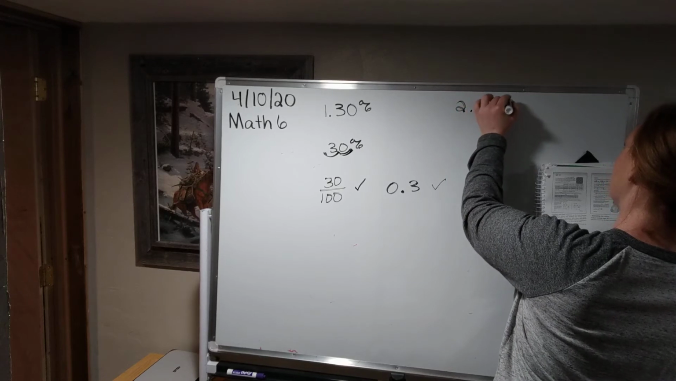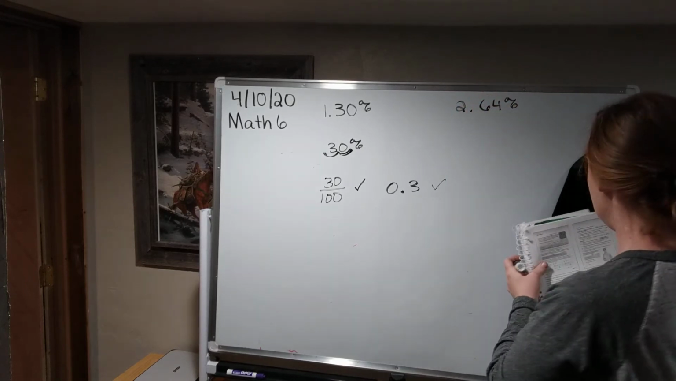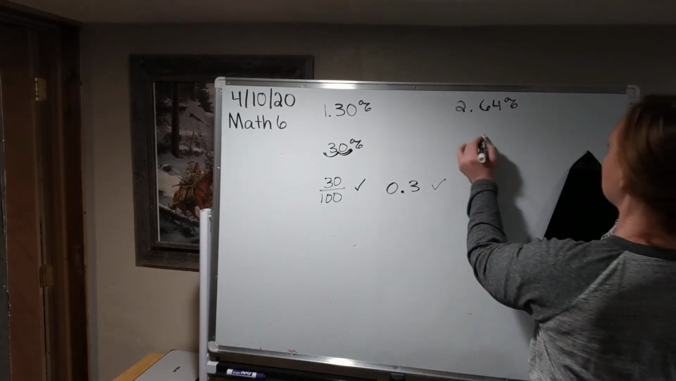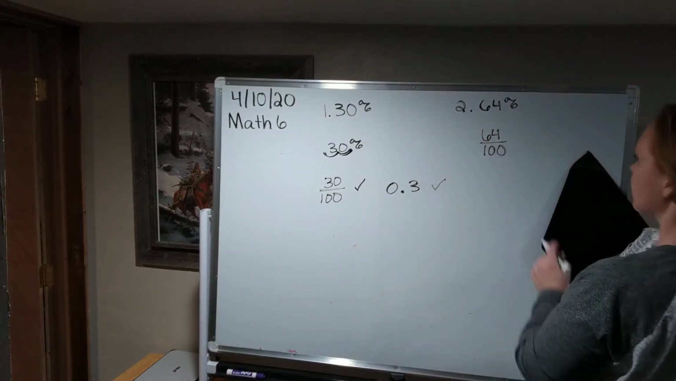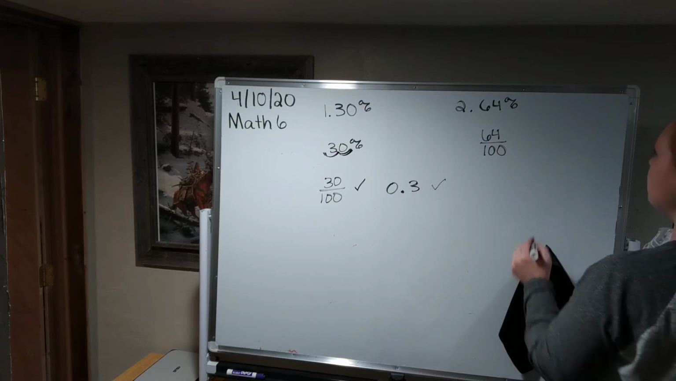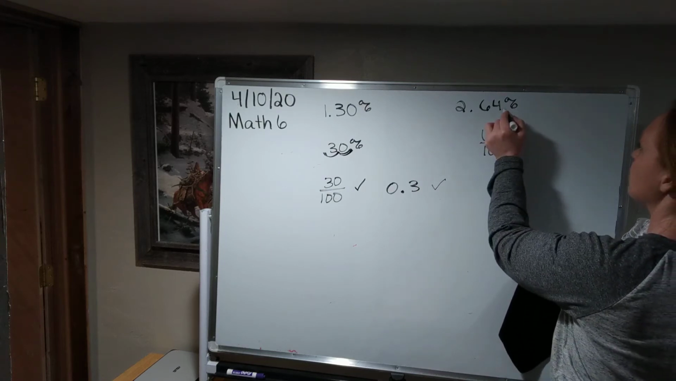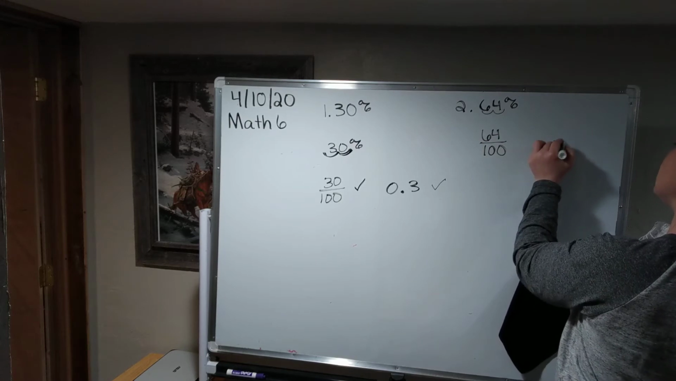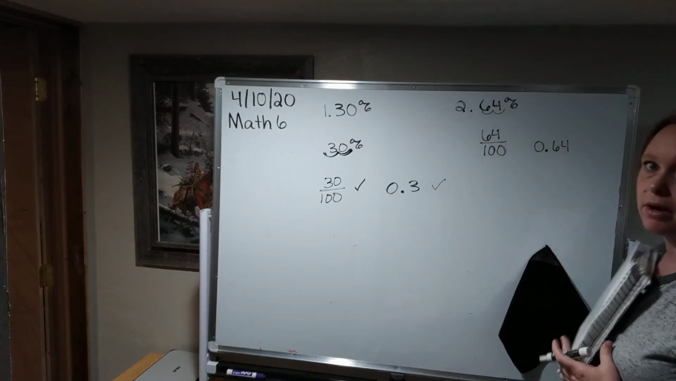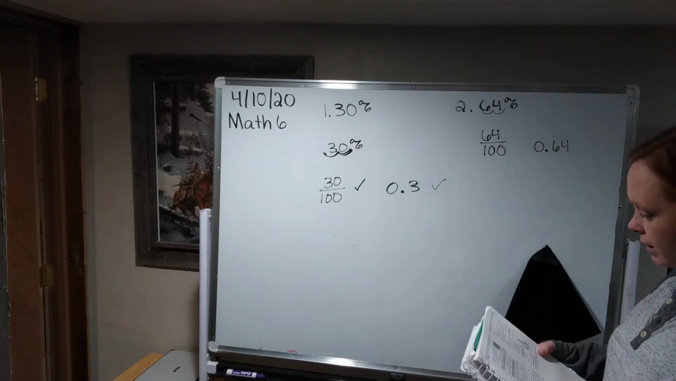64%. So I take my percentage and I put it over 100. That's my ratio. And then to change it to a decimal, I move my decimal point 2 places. So I get 0.64. Make sure you're putting a 0 in for that ones place, please.